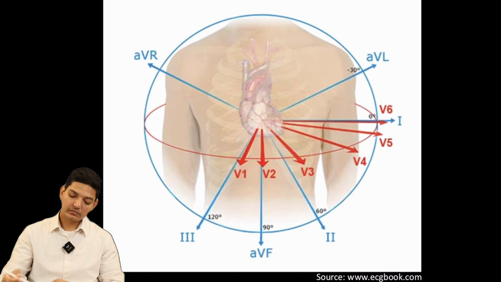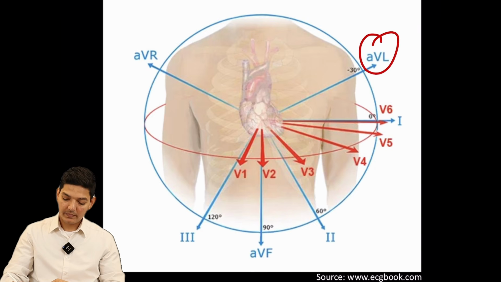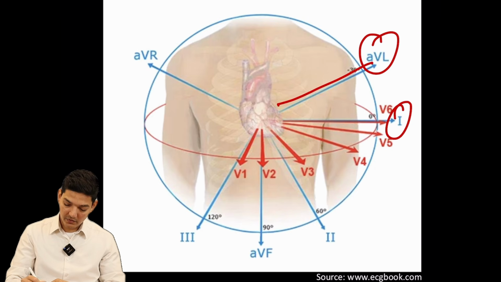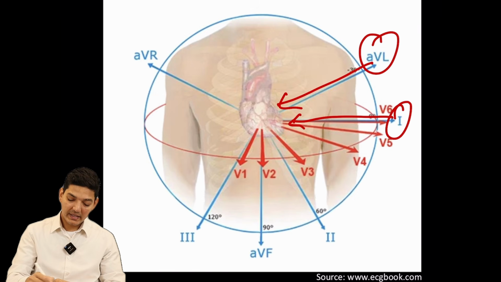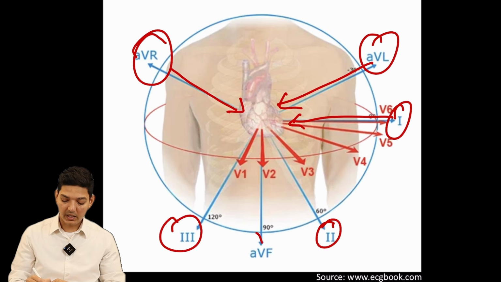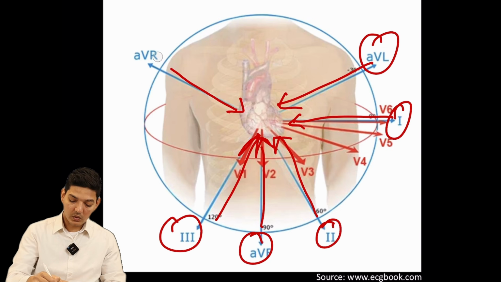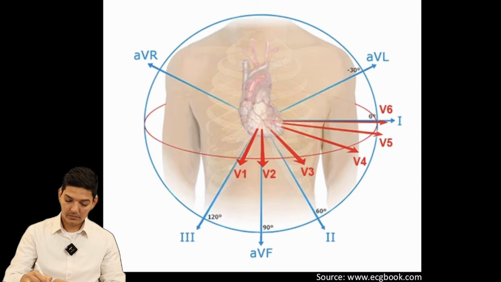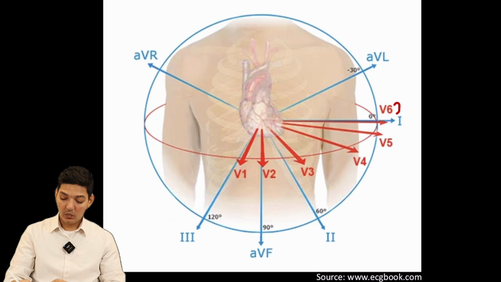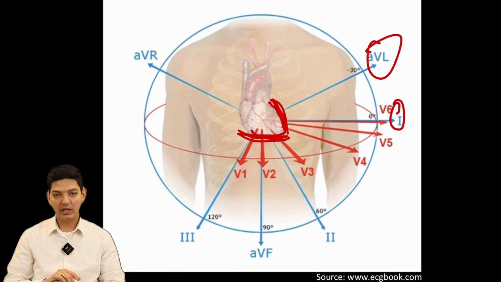All right, now this is a perfect diagram to understand how all the leads are looking at the heart from what directions. Lead AVL and lead 1 are looking at the heart from this direction. AVR is looking at the right side of the heart, and leads 2, 3 and AVF are looking at the heart from the bottom. Understand one thing here: lead 1 and AVL are looking at the lateral border of the heart, so they are called lateral leads. Leads 2, 3 and AVF are looking at the inferior border of the heart, so they are called inferior leads.